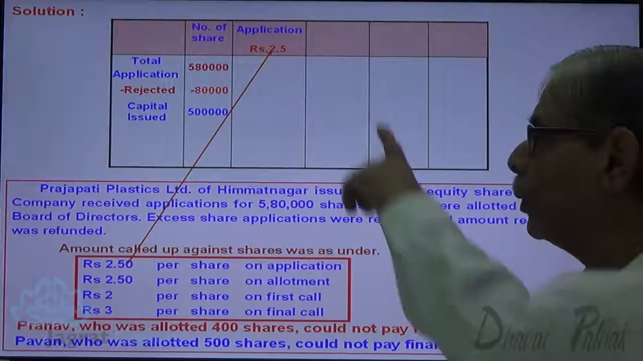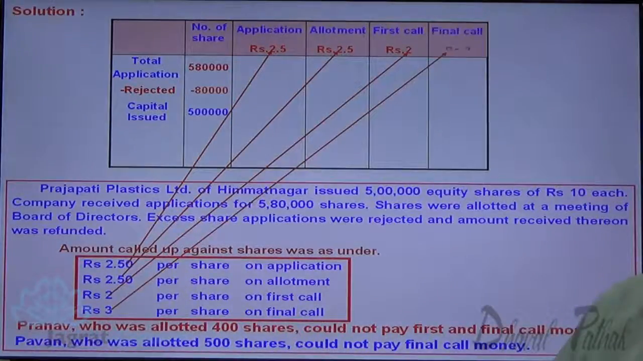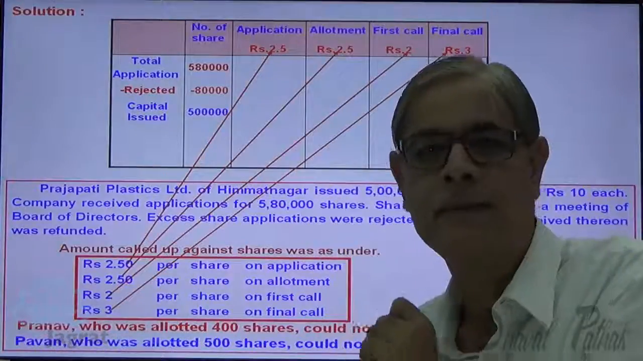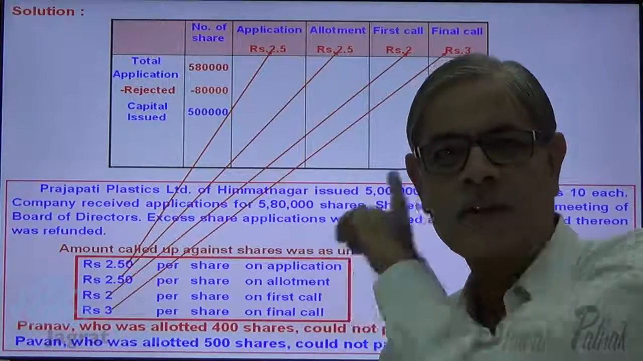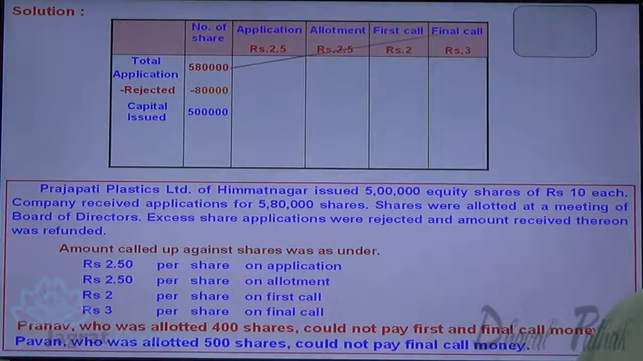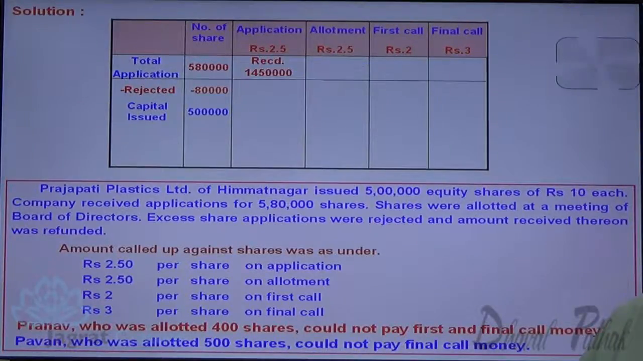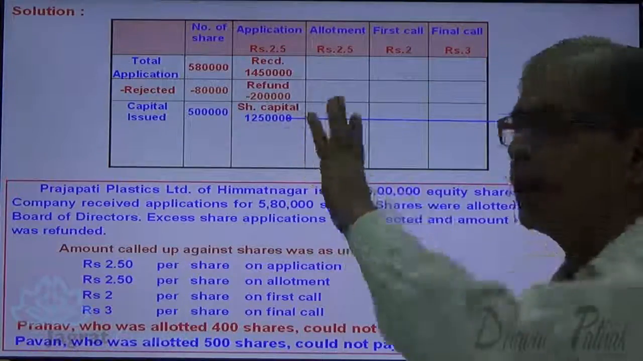Amount demanded with application 2.5, with allotment 2.5, with first call 2 rupees, with final call 3 rupees. In examination, it's not inevitably necessary for you to prepare this table. This is a table that has been prepared for your better understanding. I will show you how you can write the entry straight away without preparing table. Now, money received with application 5,80,000 into 2.5, 14,50,000. On 80,000 shares at 2.5 per share refunded. That is 2 lakhs. Transfer to capital account: 5 lakhs into 2.5, 12,50,000 transferred to share capital account.